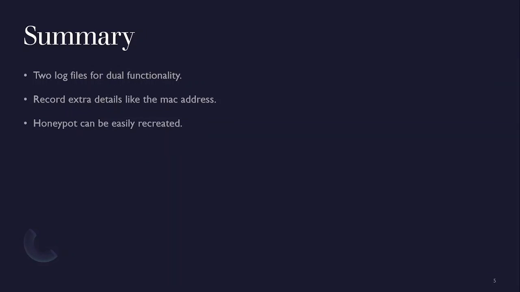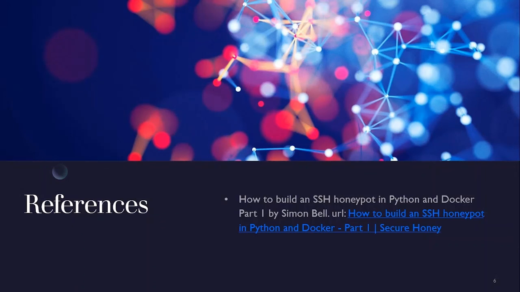In summary, the 2 log files allow for dual functionality, that we can both see what IP addresses are trying to access our system, and also the ones that do access our system, what patterns they use to exploit our system. The extra records in the login admin file can also be used to exploit the details like the MAC address and SSH versions. And then this honeypot can be easily recreated because of the download.